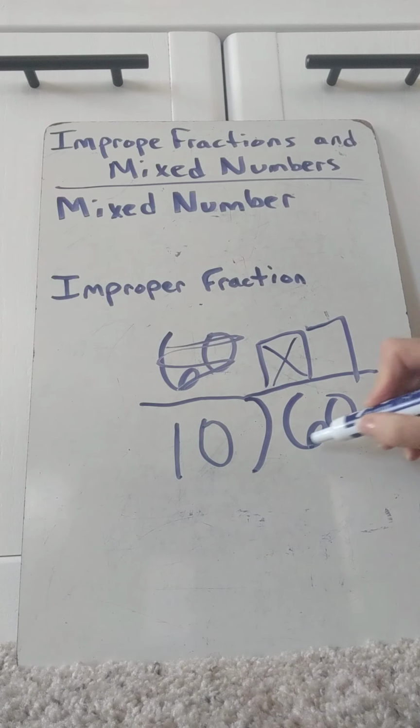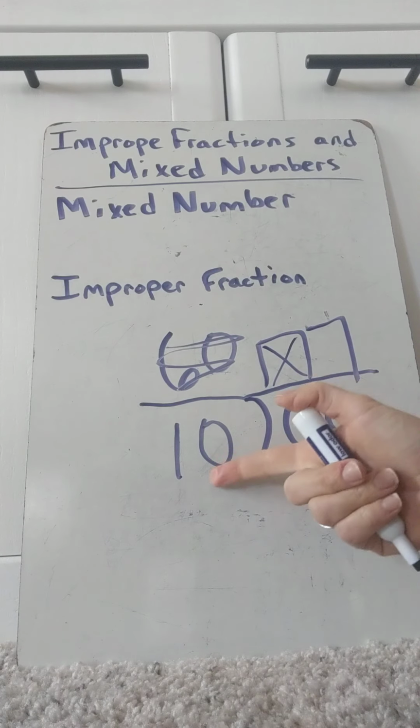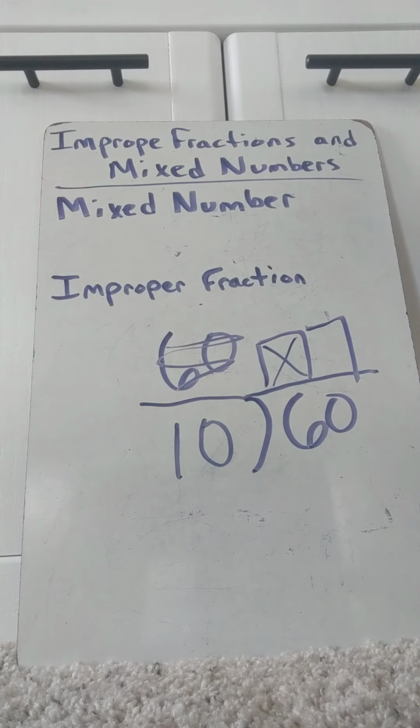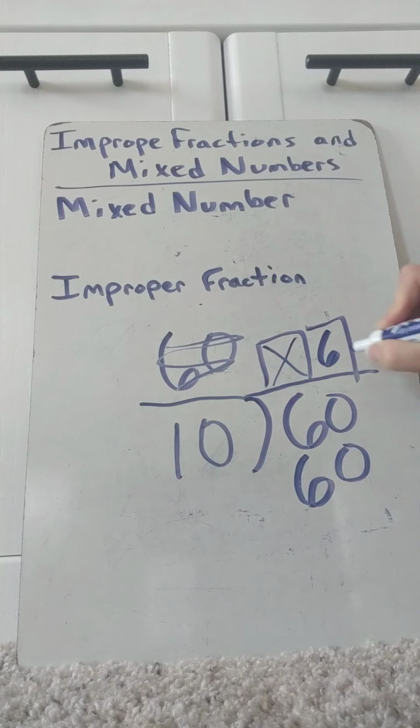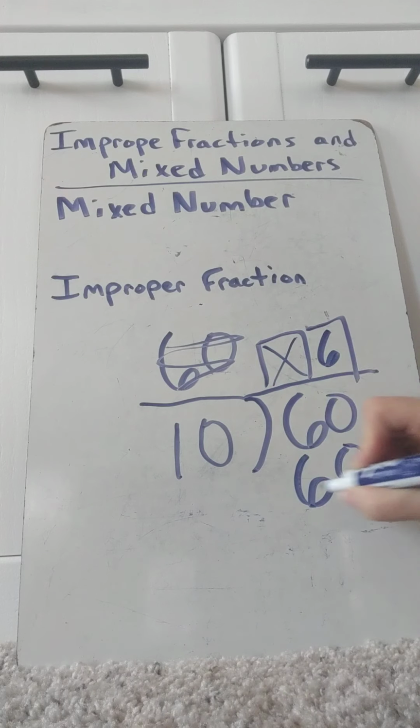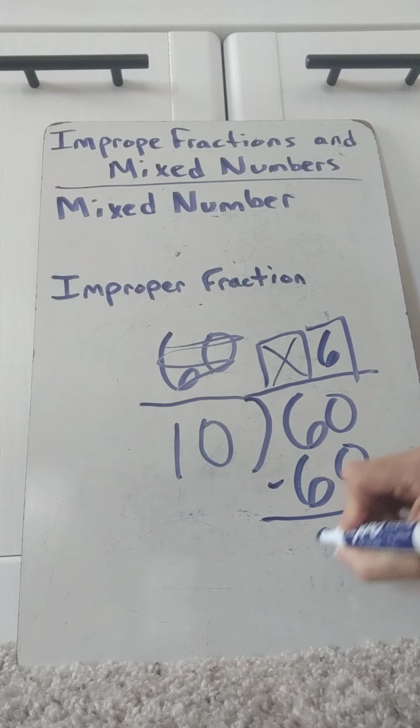So now we're looking at 60. And you're going to say to yourself, what number times 10 is going to get me close to 60? Well, start counting by tens. 10, 20, 30, 40, 50, 60. That was 6. 6 times 10 equals 60. So you multiply, 6 times 10 equals 60. You subtract, and you get 0.